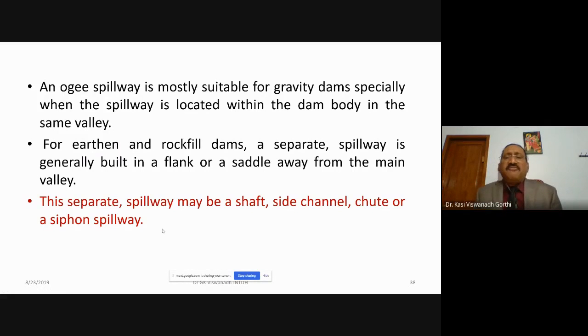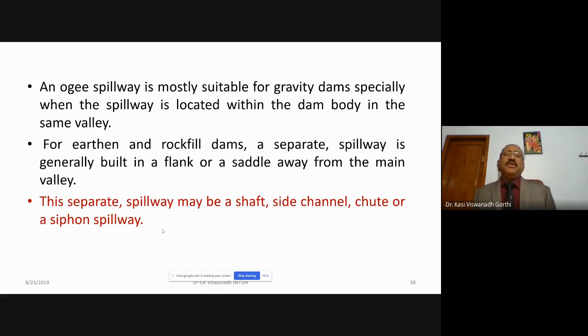For earthen and rockfill dams, a separate spillway is generally built in a flank or a saddle away from the main valley. This separate spillway may be a shaft spillway, a side channel spillway, a chute spillway, or a siphon spillway. These spillways we will discuss in the coming class.